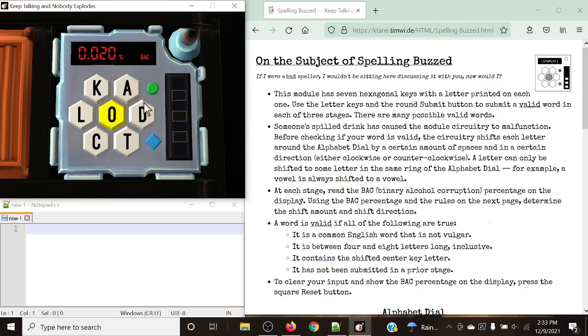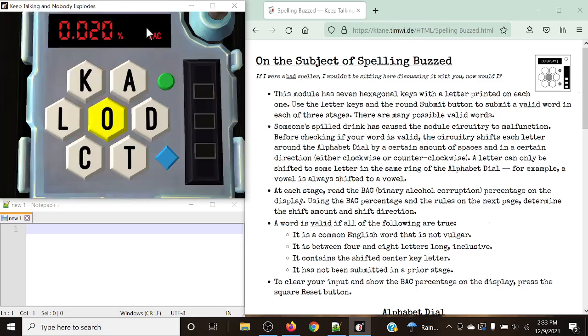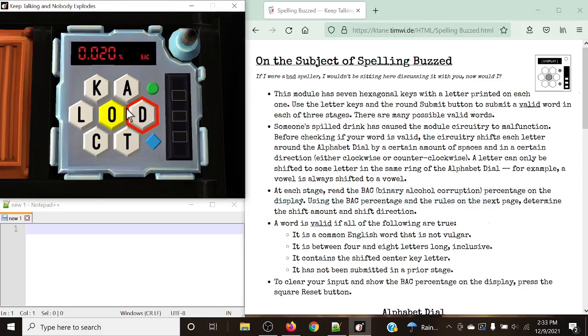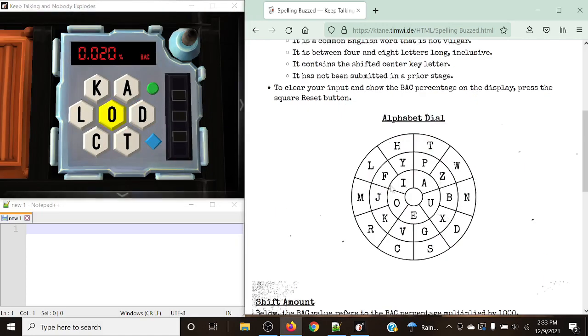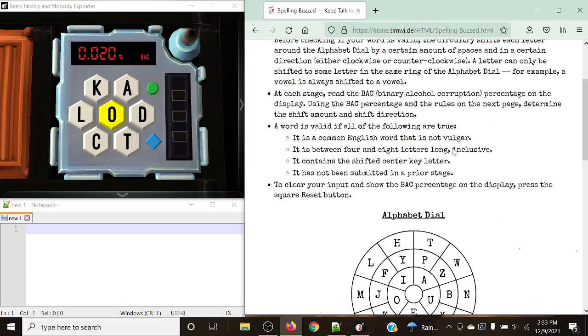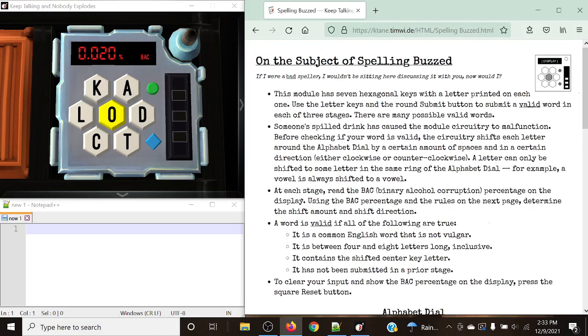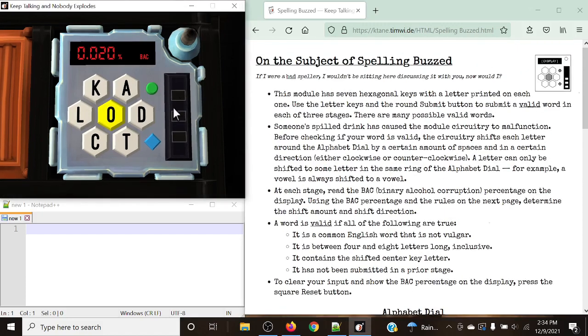So this is the way the module looks. We have a little hexagon here with a series of different letters, and a little percentage up at the top that represents BAC, or binary alcohol corruption. What we're going to do is essentially spell a series of words, and it's going to be 3 stages long, and we need to shift each of the letters around in a specific way. As you can tell by these 3 lights over here, there are 3 stages to this module, and there are many possible valid words.